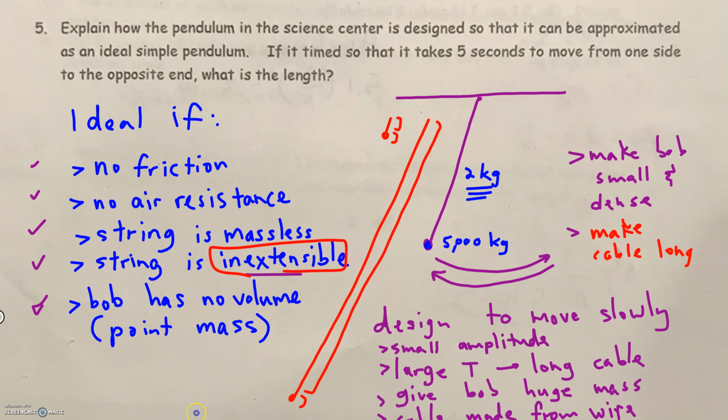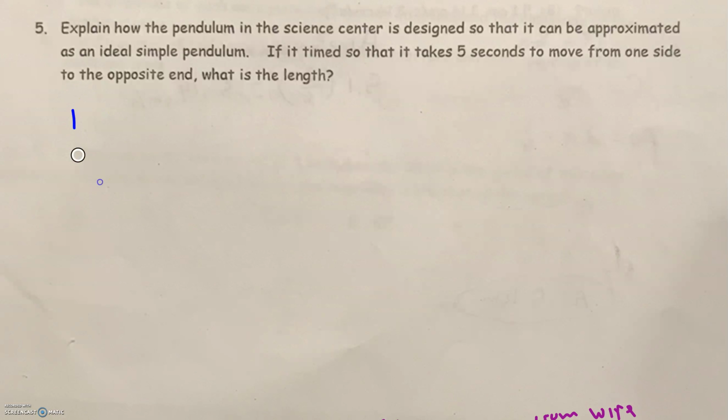Okay, let's solve the next part. If it is timed, so it takes 5 seconds to move from one side to the opposite side, then what is the length? Wow, it sure feels like I don't have enough information. I mean, all they gave me is 5 seconds. Presumably it's on Earth, right? So we know g is 9.8.